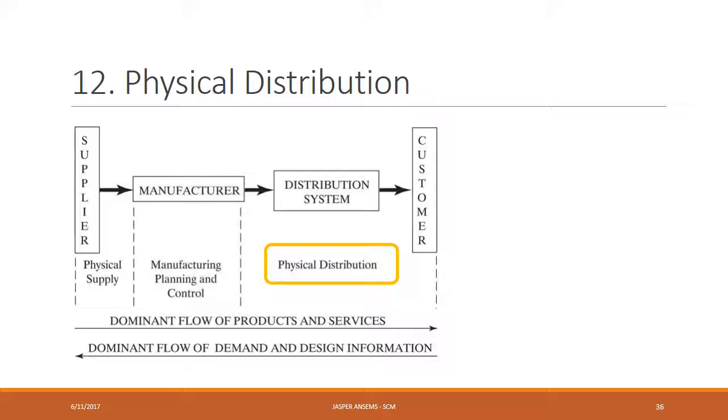So what is physical distribution? Physical distribution is from the manufacturer to the customer. So you have the supplier to the manufacturer, but that's not physical distribution. It's from the manufacturer to the customer.